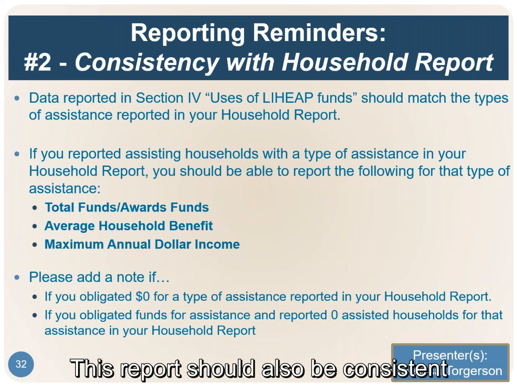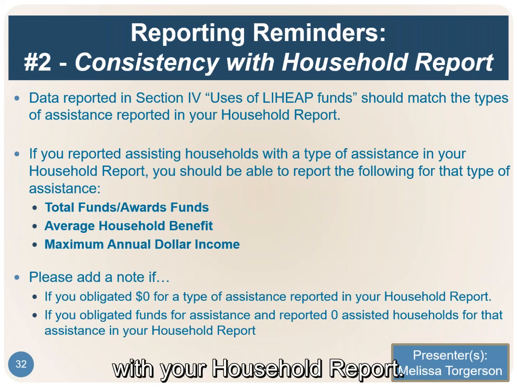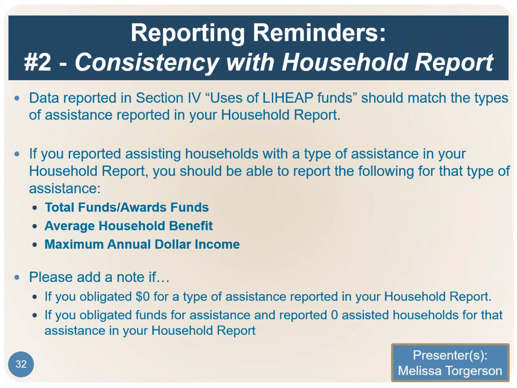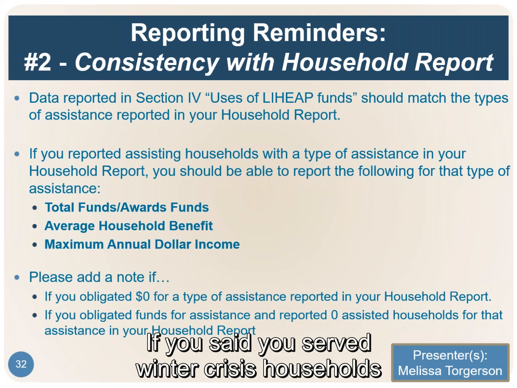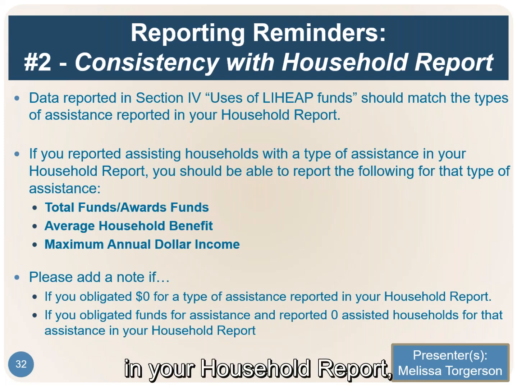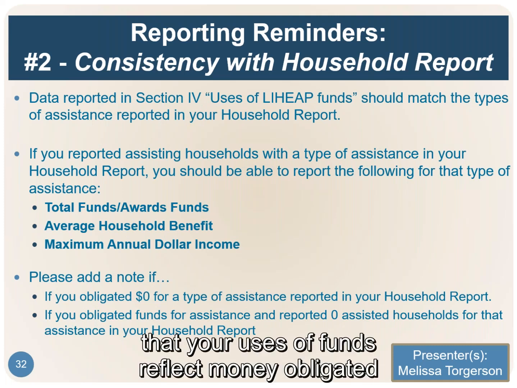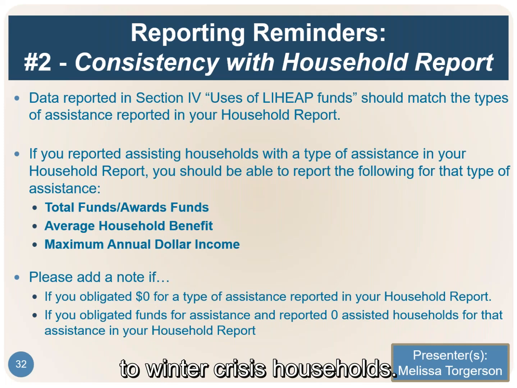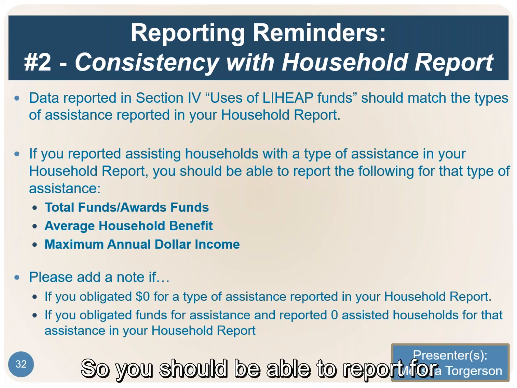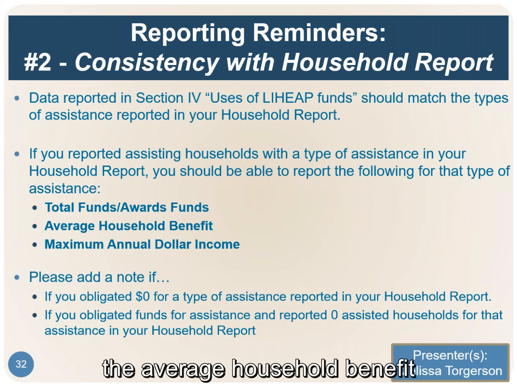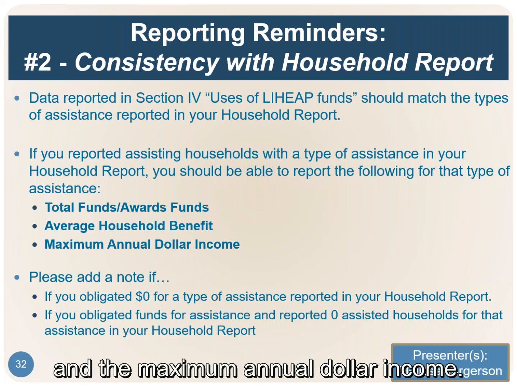This report should also be consistent with your household report. So if you said that you served heating, let me use a different example. If you said you served winter crisis households in your household report, we would expect to see that your uses of funds reflect money obligated to winter crisis households. So you should be able to report for anything you included in your household report, the total funds that were obligated to that, the average household benefit, and the maximum annual dollar income.